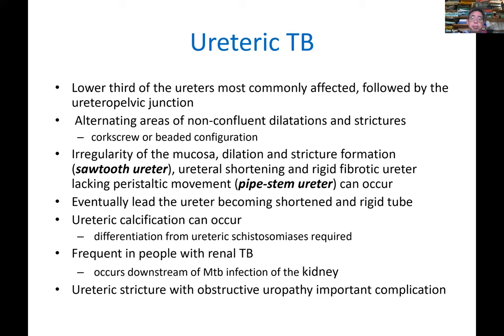Again, I think you'll probably be better placed than me to say what these look like urologically on imaging, but a sawtooth ureter or pipe stem ureter is seen when there's a fibrotic issue and the ureters actually shorten. So again, you can see calcification. This is not specific, obviously, to TB. And the key point, though, is if you end up having kidney or renal TB, then downstream ureteric involvement is frequent. And the key point here is that you as a urologist are likely to have to intervene in terms of an obstructive uropathy. And we can talk a little bit about how one approaches these, again, in local practice.